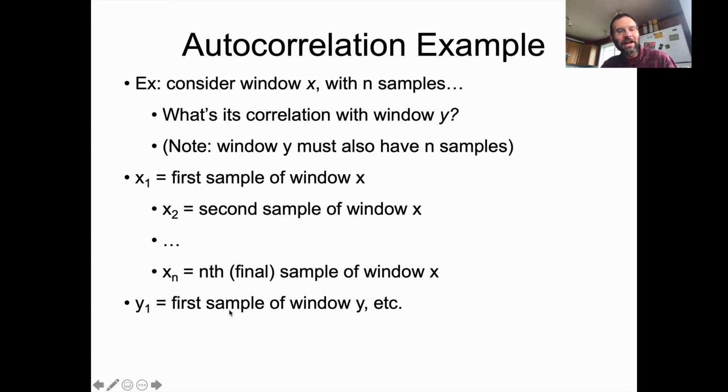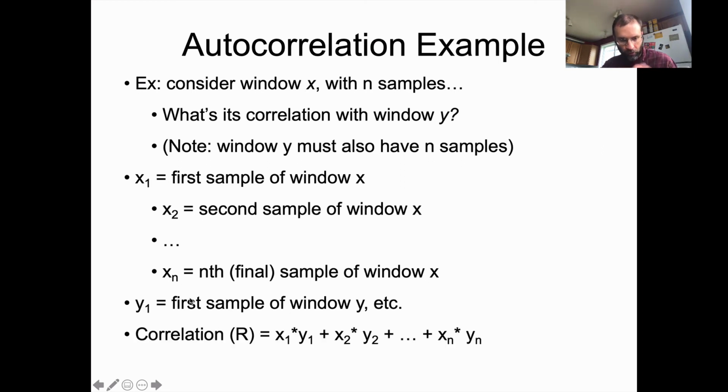Likewise, for the first sample of window Y, we're talking about Y sub 1. When we do this correlation measure, we take X sub 1 and multiply it by Y sub 1, then add it to X sub 2 times Y sub 2, and so on, until we get to X sub n times Y sub n. We take all those products, add them up, and we get this correlation measure, which we're going to call R.